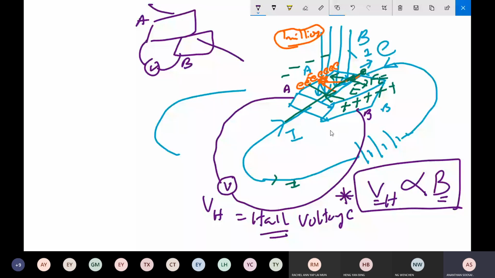Any question from here? This is the diagram. Let me go back to the description in the slide for us to understand what is going on here.